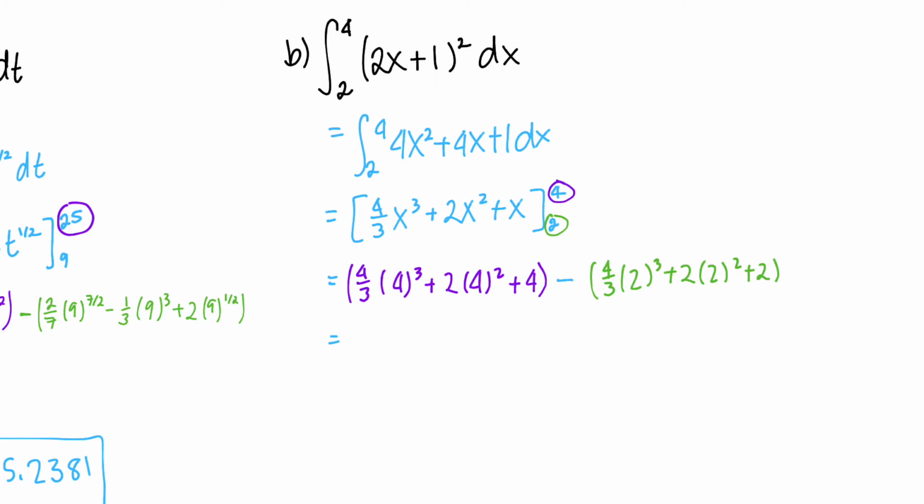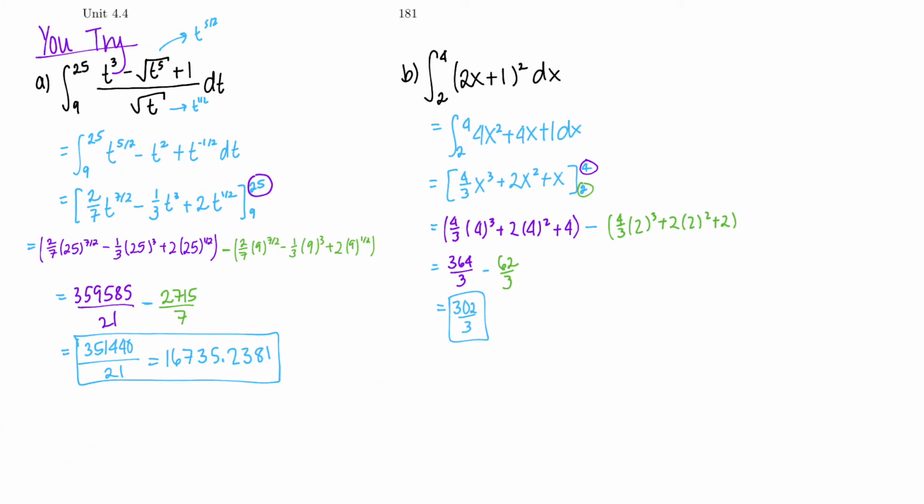So this should give you 364 over 3 minus 62 over 3, which is 302 over 3. And this one doesn't come out to be a decimal that stops, it doesn't truncate, so you have to just leave it in its fraction form. When in doubt, you can leave it in fraction form. If you don't know if you want to give this answer, when in doubt, leave it in fraction form.